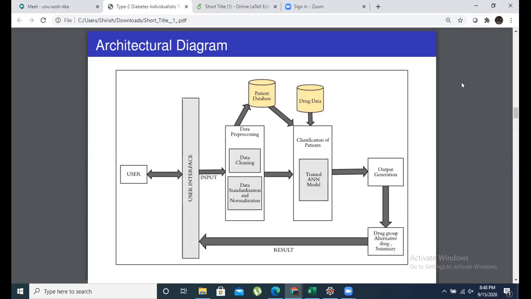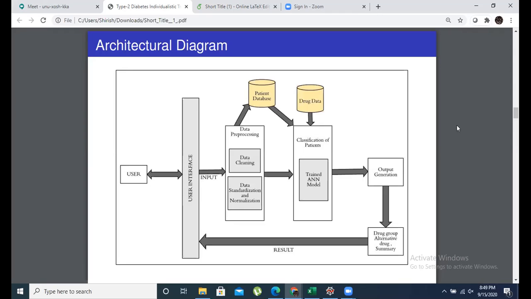We have a bulk of data, so we need to clean it to be more sure. So this will be a patient database. There is also drug data. In that we have seven medicines, and they each have their individualistic working functions. Based on that, the patient will be given a suitable drug according to his history.